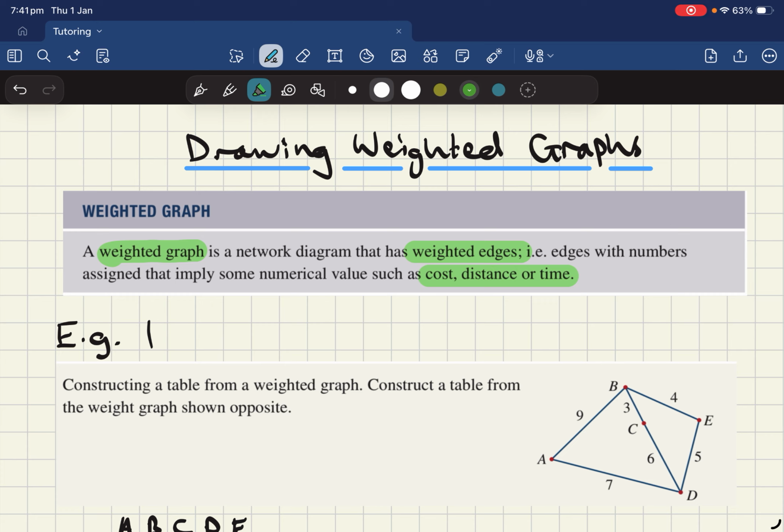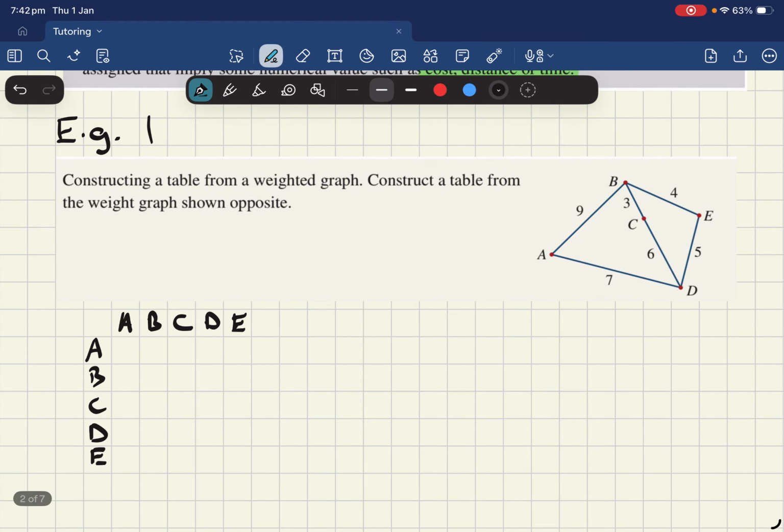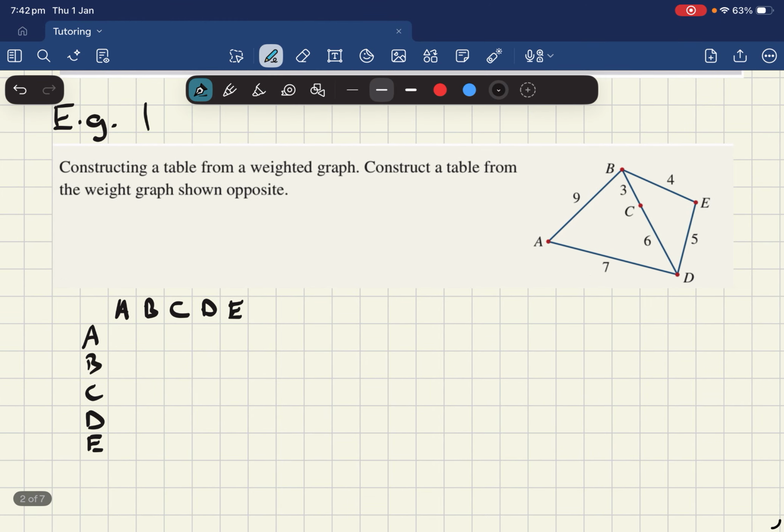Now, we're going to do two examples today. In one of them, we're given a network diagram and we want to draw a table that represents the same information, and then we're going to draw one of these weighted graphs from a table. If you see here, we have our network diagram on the right, and I've got my little table down the bottom here where I've written all of my vertices, and all of these cells in my table represent the weighted edges of the graph.